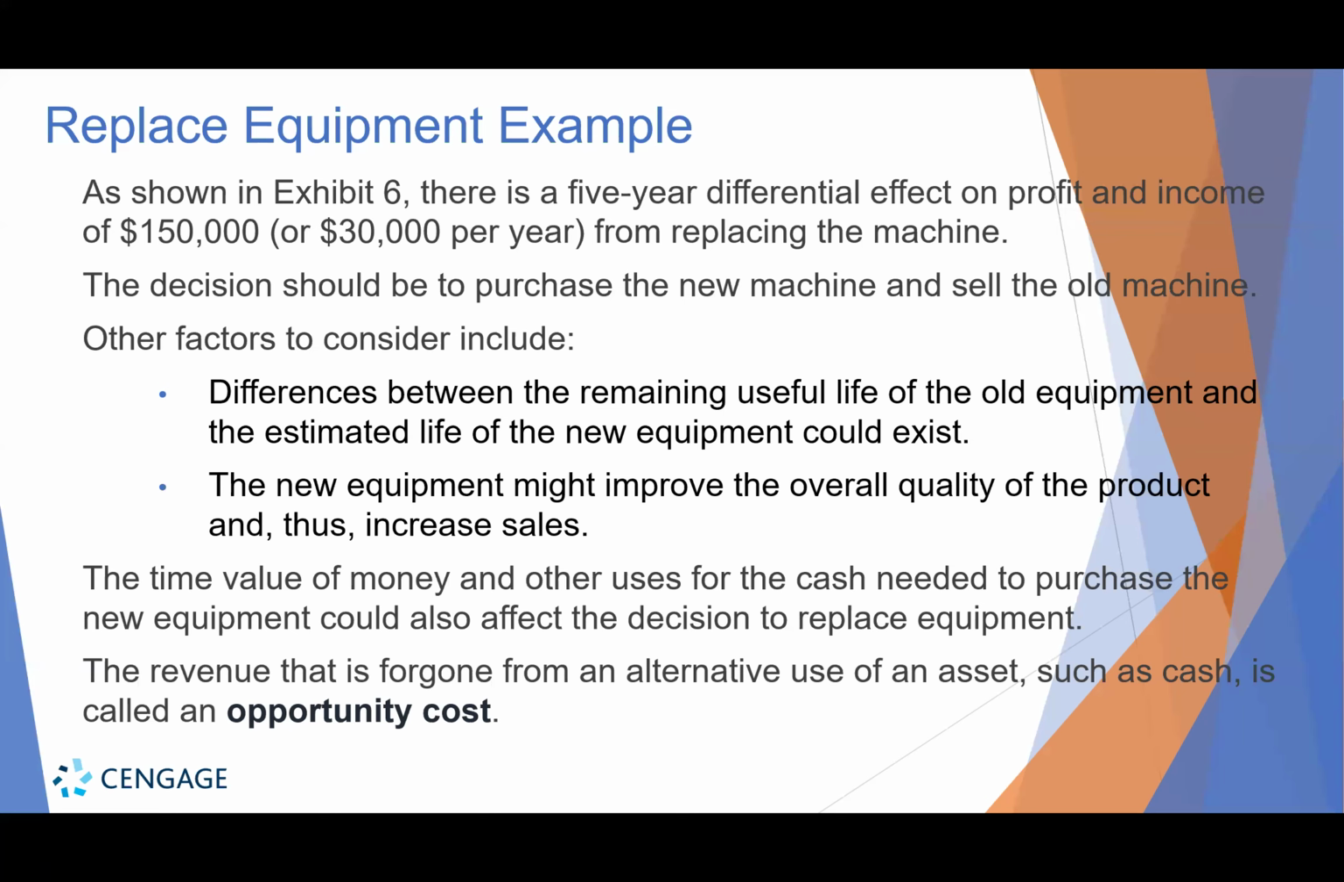The revenue that is foregone from an alternative use of an asset, such as cash, is what we call an opportunity cost. I know you guys have talked about this in other business classes, but what is the opportunity cost of you choosing to go be here in class today versus what you could be doing?